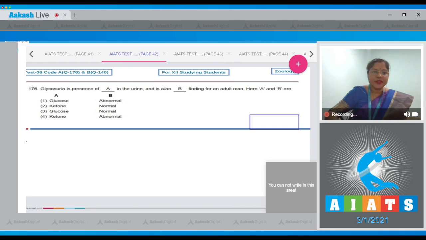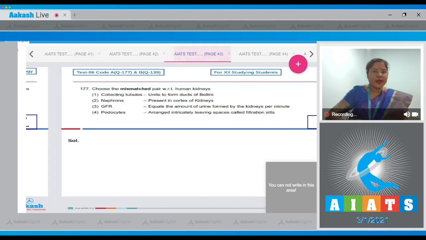Question number 176. Glycosuria is presence of dash in the urine and dash finding for an adult human. Here A and B are... Glycosuria is presence of glucose in the urine and it is an abnormal finding of an adult man. So A is glucose and B is abnormal. So correct answer to this question is option number 1.